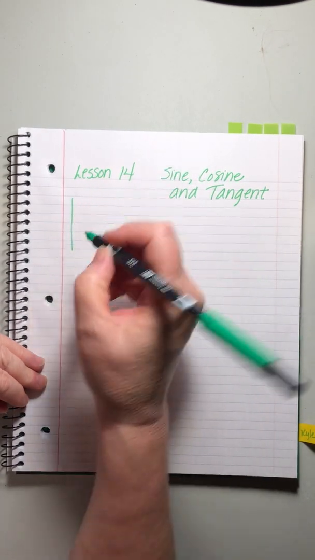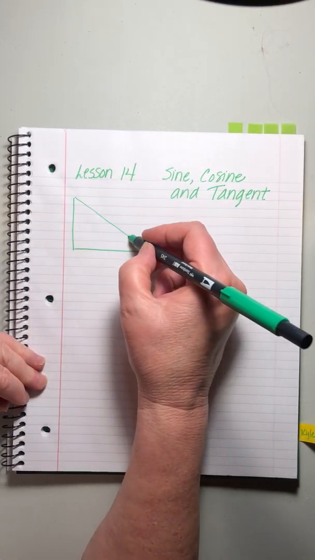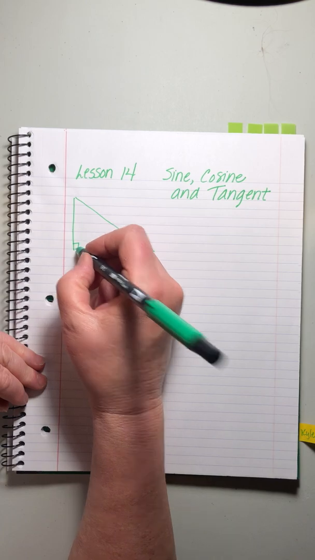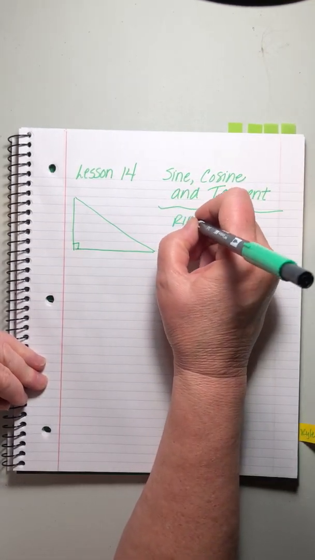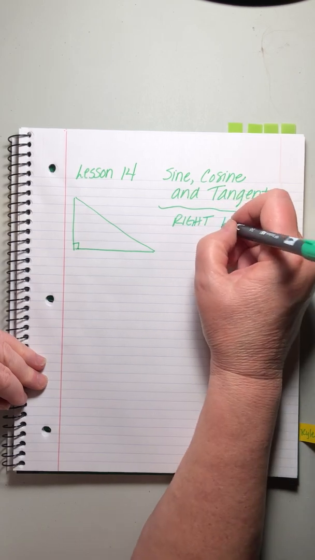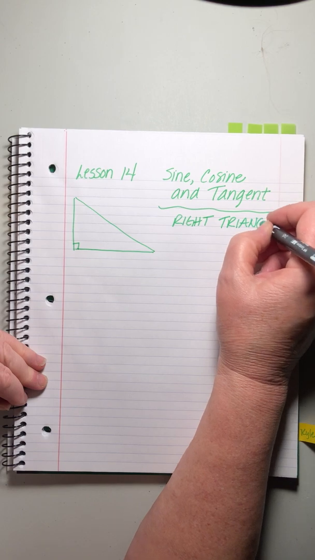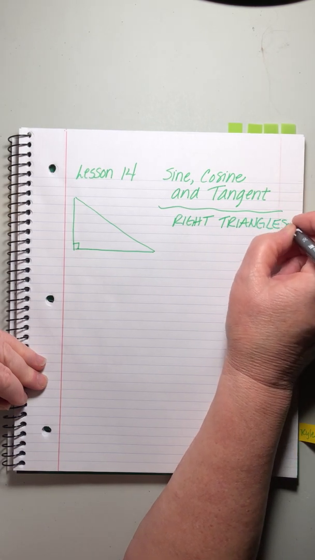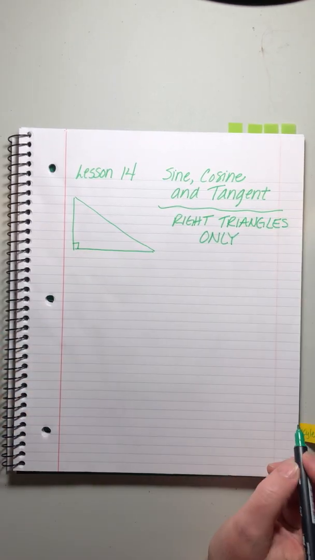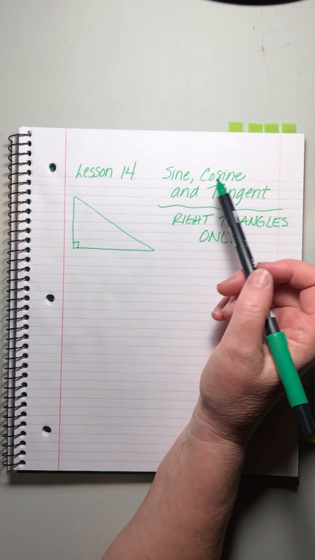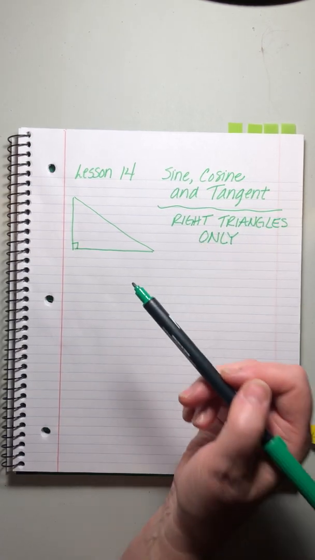First thing I need to tell you is that whenever we talk about sine, cosine, and tangent, we are talking about right triangles. Okay? We're going to learn two exceptions to that later this year, but we will give you the big fat caveat when we get to it. Generally speaking, sine, cosine, and tangent relate to right triangles only.